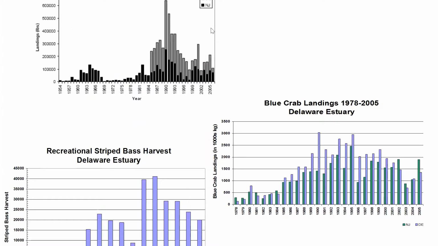But the good news is shad has been coming back, although it's gotten less. The blue crab landings have increased. That's a $7 million fishery. The largest, most lucrative shellfish fishery that we do have in Delaware is blue crab. And then the recreational striped bass.